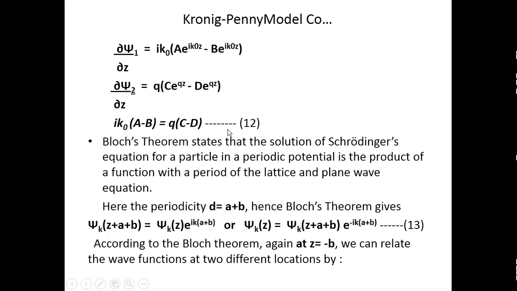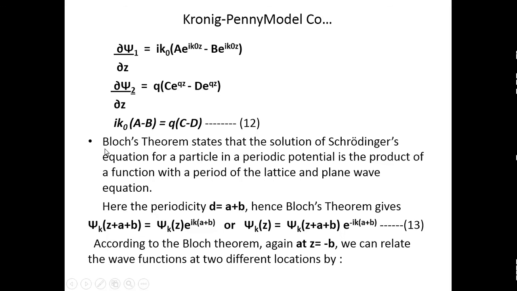Now, how can you find out the values in this equation? How can you solve this equation? In order to find the solution, we need two more equations, and those are obtained by applying the boundary conditions using Bloch's theorem. What is Bloch's theorem? Bloch's theorem states that the solution of the Schrodinger equation for a particle in a periodic potential is the product of a function with the period of the lattice and the plane wave equation.